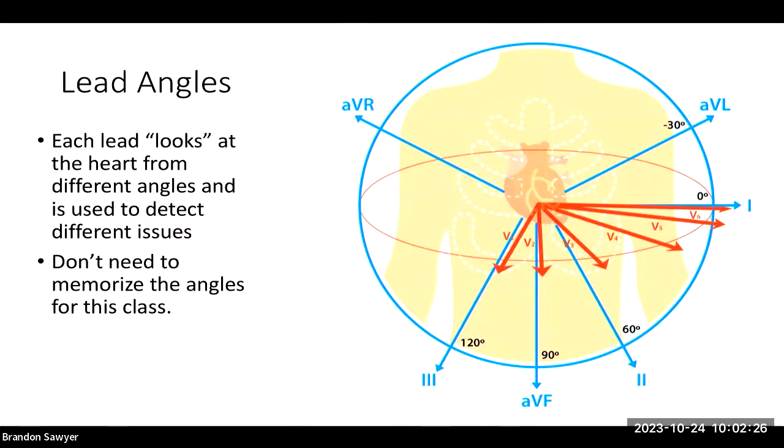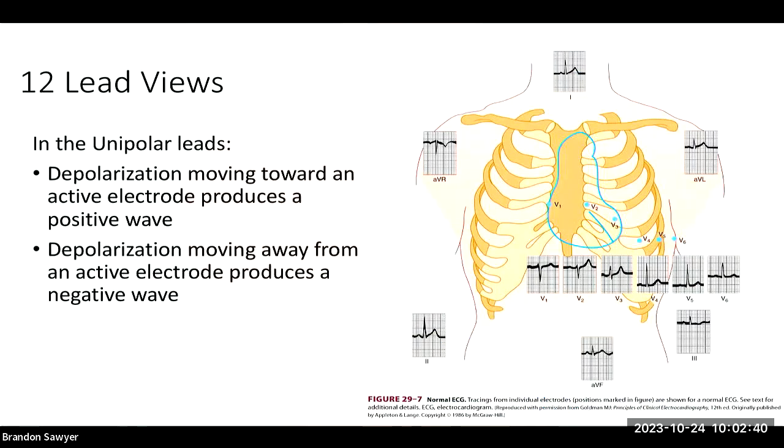And so it's used to detect issues in different anatomical locations of the heart. Okay, and this image is just kind of showing that to you, which angle each of these is viewing the heart from. Okay, so here is the same kind of idea, but actually showing us what each of those 12 lead views would look like.